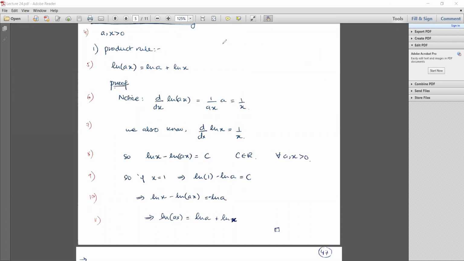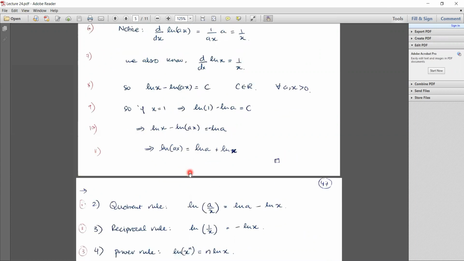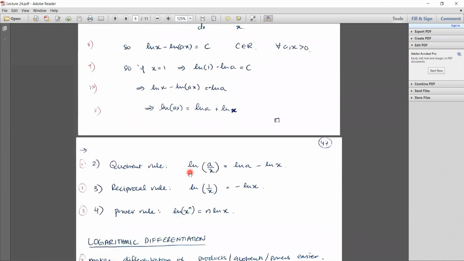So similarly, we can prove the quotient rule, the reciprocal rule, and the power rule for natural log. The natural log converts a quotient into a difference. So ln of a over x is ln a minus ln x. Similarly, using the quotient rule, ln of 1 over x is negative ln x. Why? Because ln of 1 over x using the quotient rule is ln 1 minus ln x. ln 1 is 0, so this is equal to negative ln x.